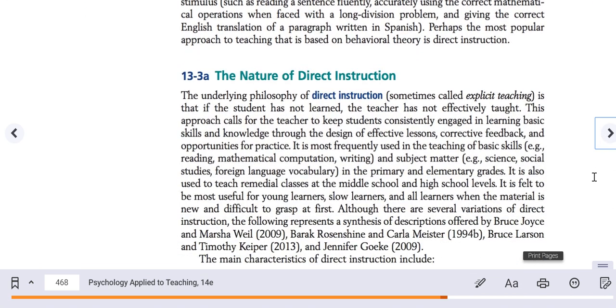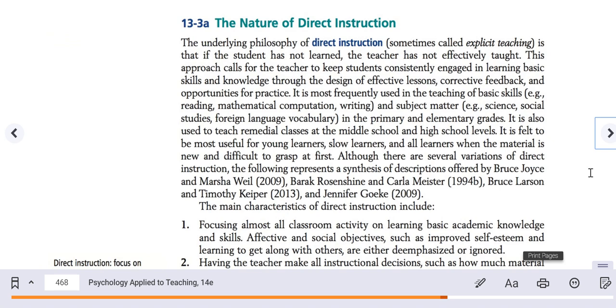The nature of direct instruction. The underlying philosophy of direct instruction, sometimes called explicit teaching, is that if the student has not learned, the teacher has not effectively taught. This approach calls for the teacher to keep students consistently engaged in learning basic skills and knowledge through the design of effective lessons, corrective feedback, and opportunities for practice.